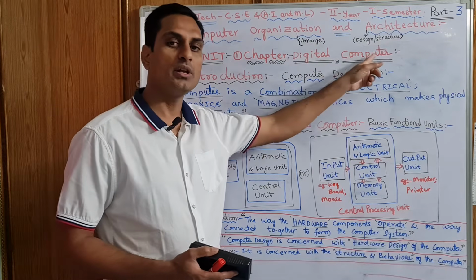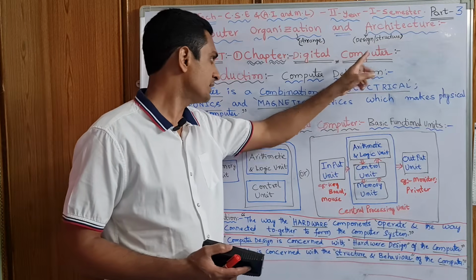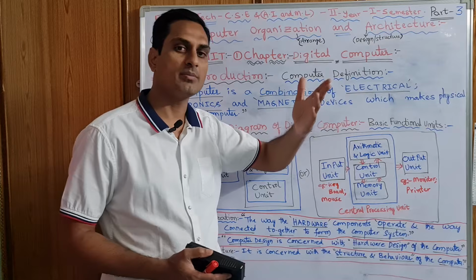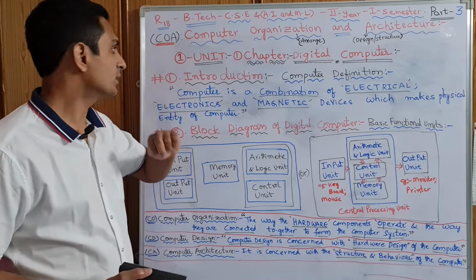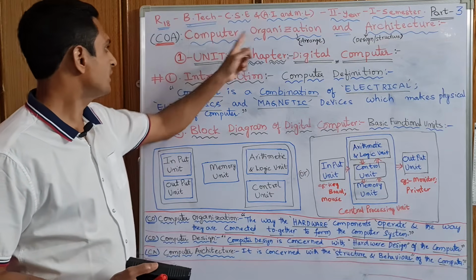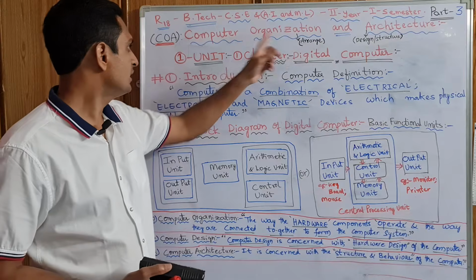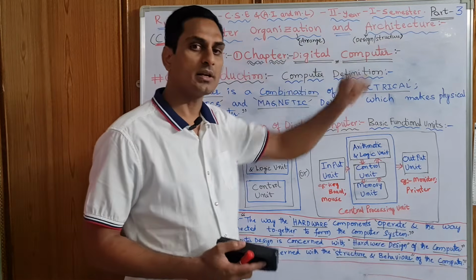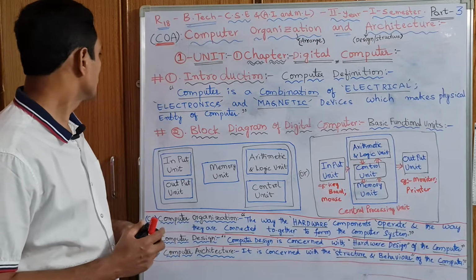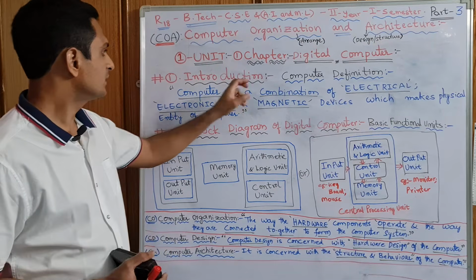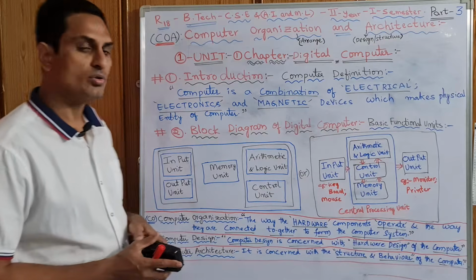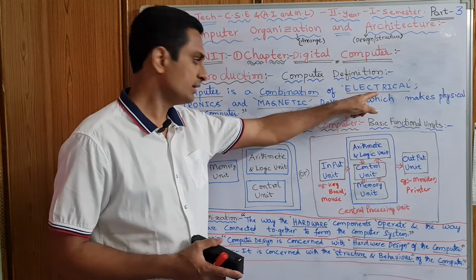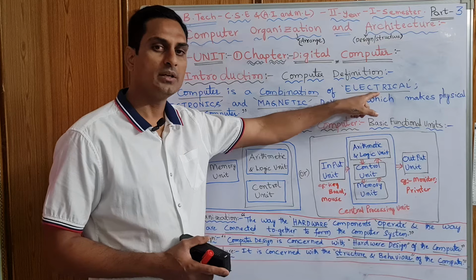As the computer only understands digits, that's why it is called a digital computer. We can say it as computer or machine or system or PC, personal computer. Here the subject is computer organization, arranging all the parts, and architecture, design and structure of the computer. In the introduction part, the computer definition goes something like this: computer is a combination of electrical, I made it into capital letters.